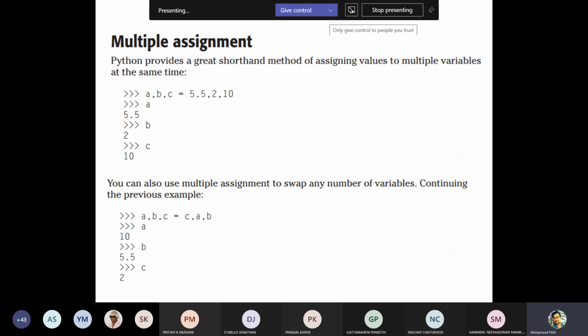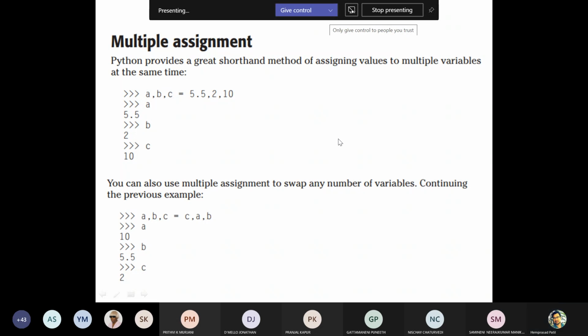Next is you can also use multiple assignment to swap any number of variables. Like if you want to move C to A, A to B, B to C, it is possible. Earlier, A was 5.5. We swapped A with B. Now B becomes 5.5. And likewise, it works for other variables.